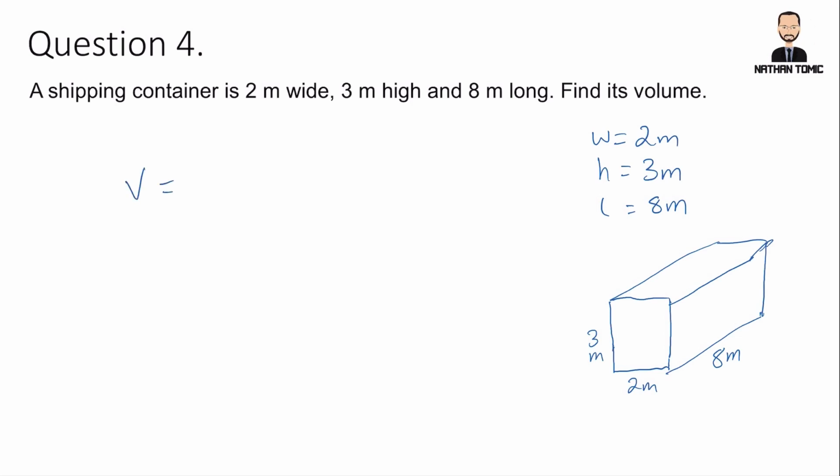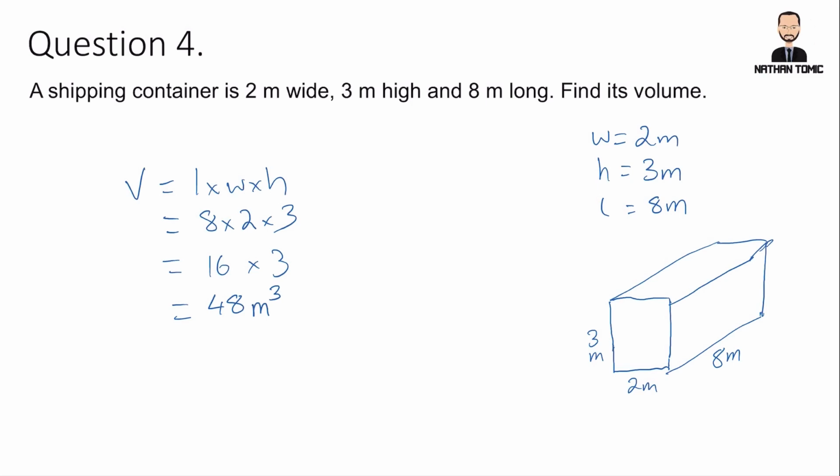So volume equals length times width times height, which is equal to 8 times 2 times 3. 8 times 2 is 16, still times 3, and 16 times 3 is 48. Now don't forget the M for meters, and don't forget the cubed as well. So this shipping container has a 48 meter cubed volume.